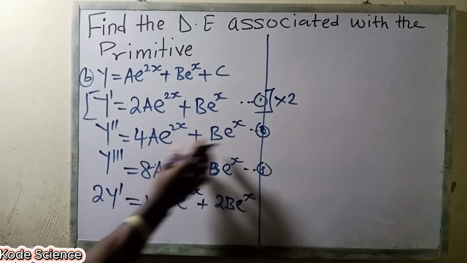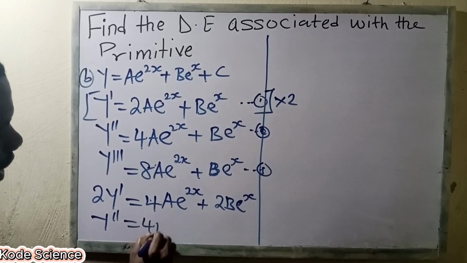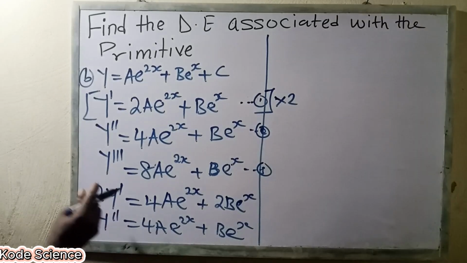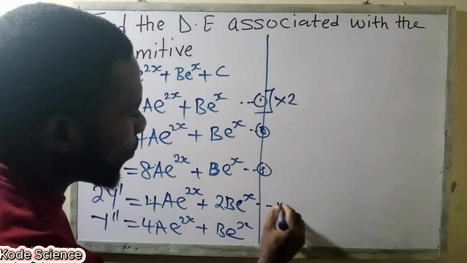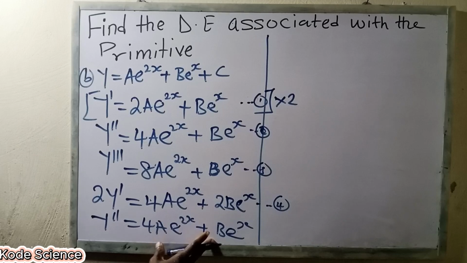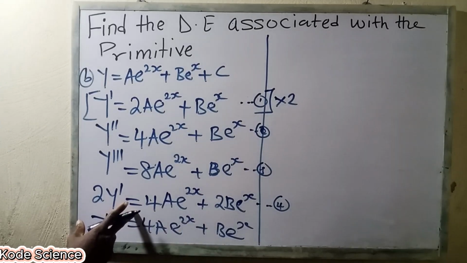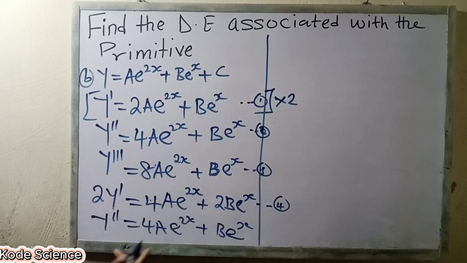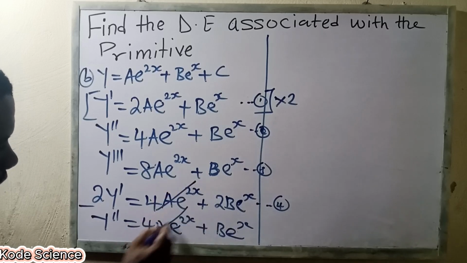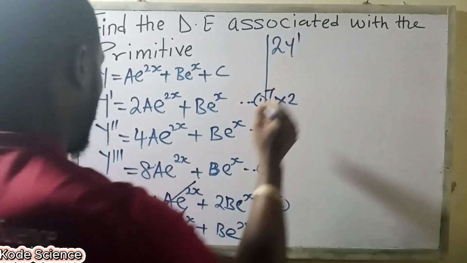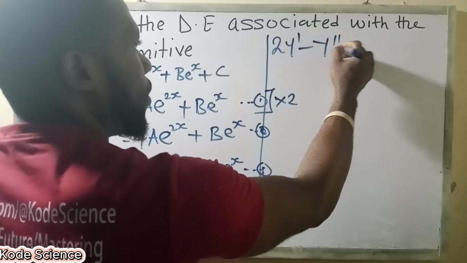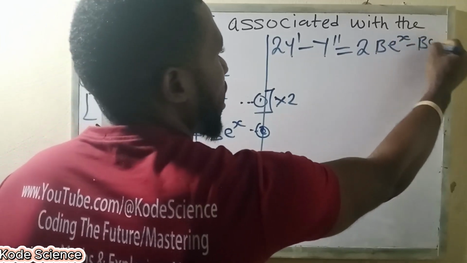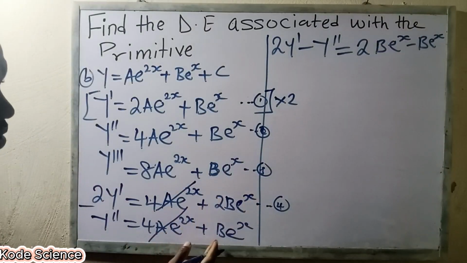Now compare with equation 2. In equation 2, we have y double prime equals 4a e^(2x) plus b e^x. Let's call this one equation 4, and this is still our equation 2. We can subtract our new equation 4 from equation 2. Let's assume we are taking equation 4 minus equation 2. When we subtract, this will go with this. Therefore, we're going to have 2y prime minus y double prime equals 2b e^x minus b e^x. Can we see that? 2b e^x minus b e^x.